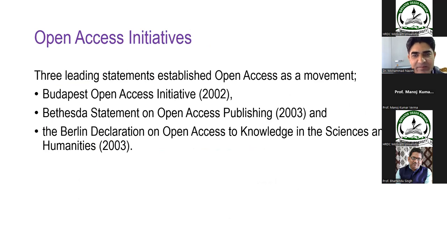There are three important declarations or statements related to open access initiatives. I hope that most of the participants are aware of these three important initiatives: the Budapest Open Access Initiative, the Bethesda Statement on Open Access Publishing, and the Berlin Declaration. It is not necessary to discuss them in detail; these are initiatives taken in the early 21st century to make the open access movement successful.